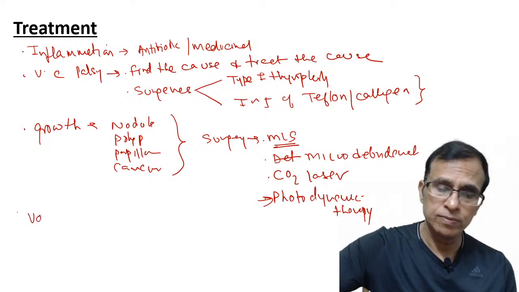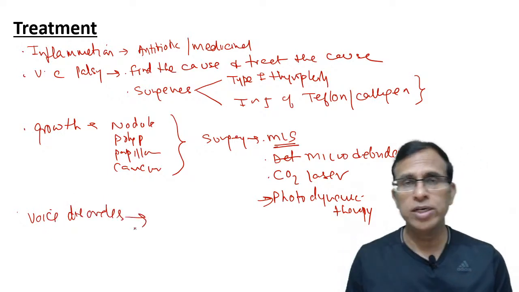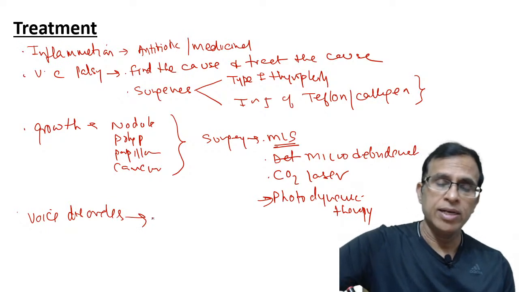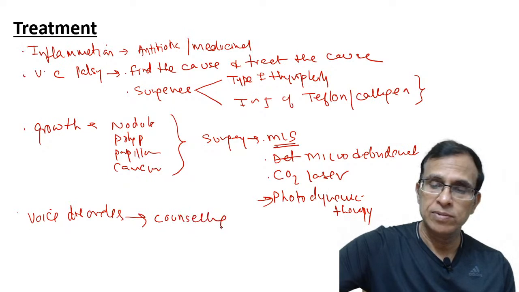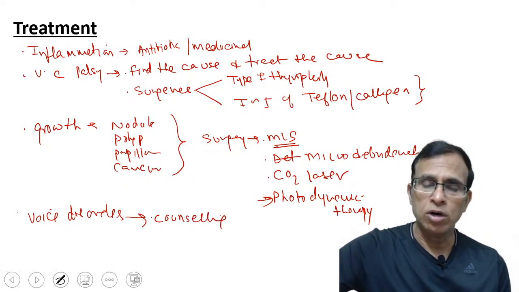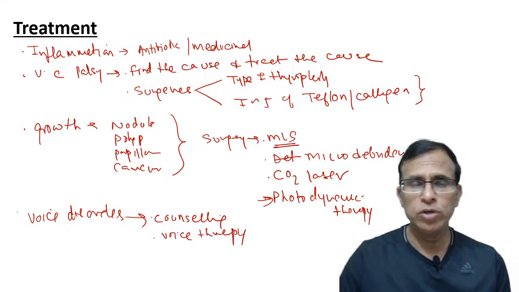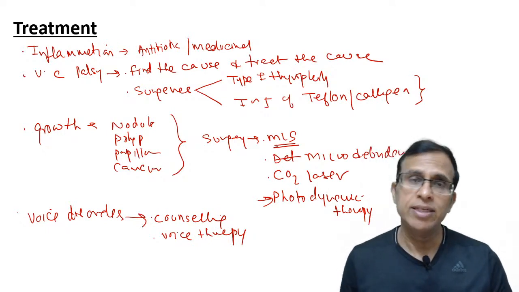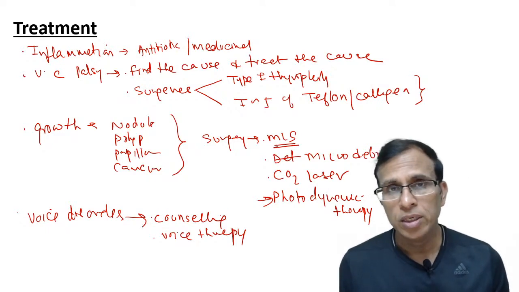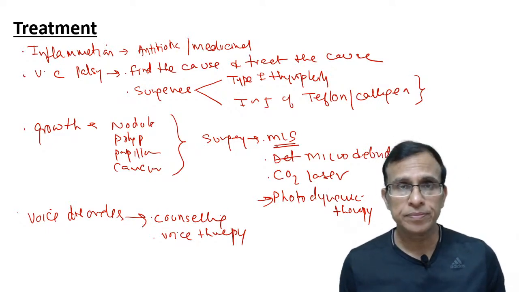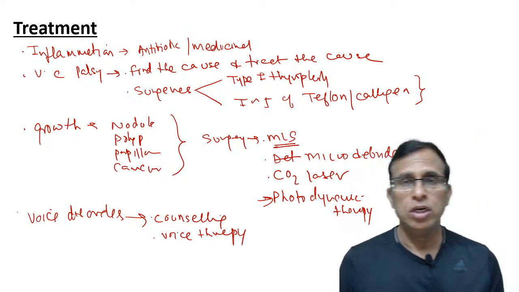If there is a voice disorder, then each voice disorder has its own kind of treatment. In puberphonia, or androphonia, there is only counseling. You only do counseling or voice therapy, or speech therapy as it's called, which is very commonly used in vocal disorders otherwise also. And then depending on the specific type of voice disorder, you may have to treat the patient accordingly. So this in a nutshell is how you approach a patient with hoarseness of voice.